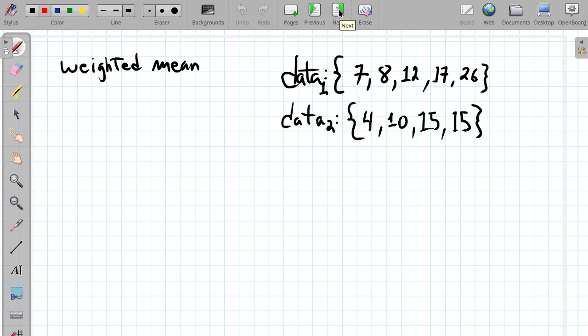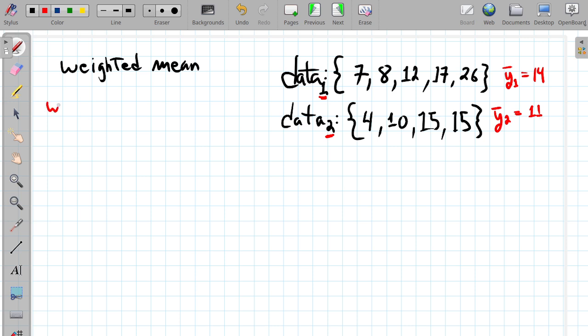Now, the weighted mean. So this is a new topic. We haven't talked about weighted means before. Now I want to demonstrate something. If I have 2 data sets, here's data set number 1 and data set number 2. If we've already calculated this one, the average value for the first data set we know is 14. And let's quickly compute the average value for the second data set. So here we have 30, 44 divided by 4, that's 11.